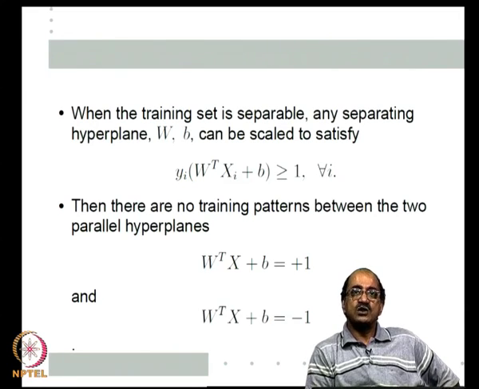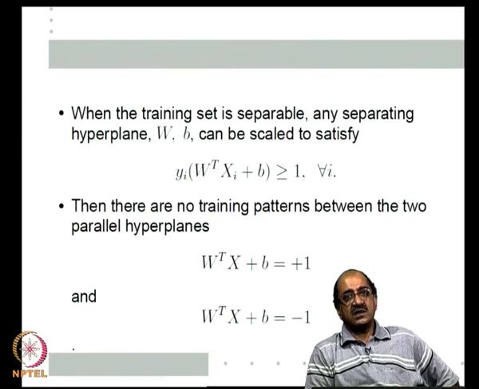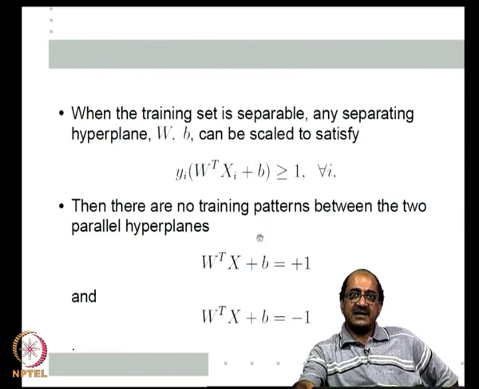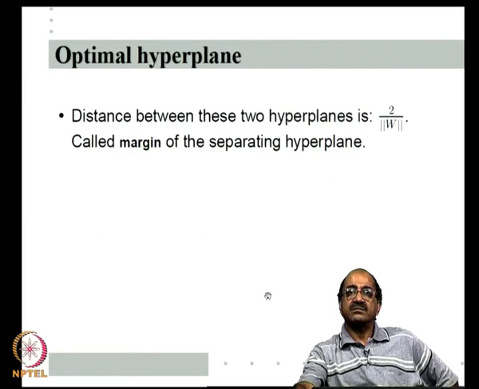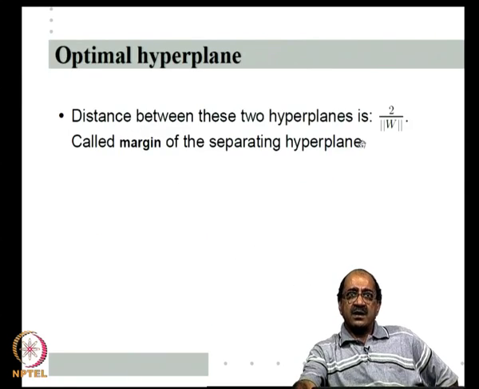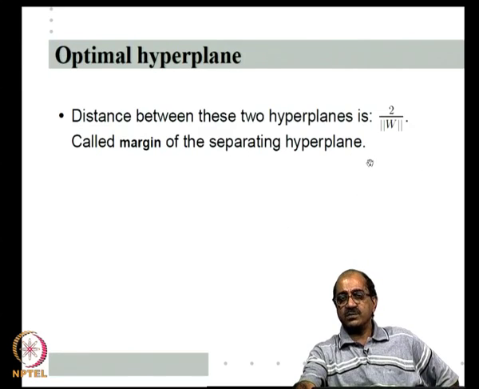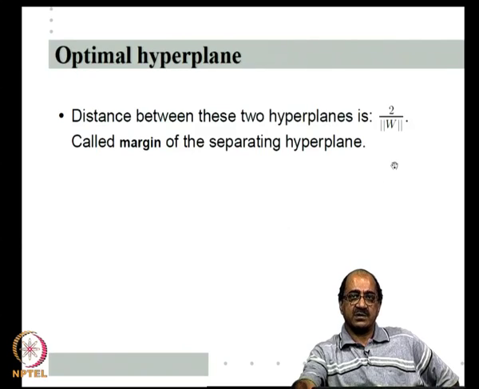W transpose x plus b is equal to 0 is my hyperplane, but for all class plus 1 patterns W transpose x plus b is greater than or equal to 1, and for all class minus 1 patterns W transpose x plus b is less than or equal to minus 1. Which means if I take the two parallel hyperplanes W transpose x plus b is equal to plus 1 and W transpose x plus b is equal to minus 1, there will be no training pattern between them. Now, the distance between these two hyperplanes will be 2 by norm W. Norm W square is W transpose W. This is a simple coordinate geometry problem, I am sure you can easily do this.